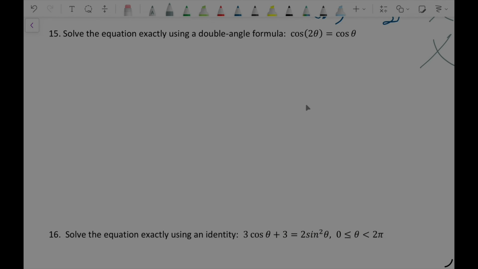15 here is, we're going to solve it using the double angle formula, which basically means, hey, you can't solve this the way it is with a 2 theta here and a theta here, right? If they were the same, then maybe we could talk about theta being any number, right? But that's not the case here. So we're going to use our double angle formula to rewrite cosine of 2 theta, okay?